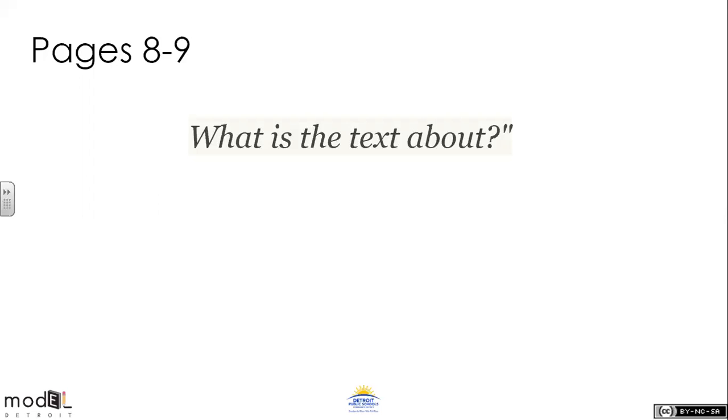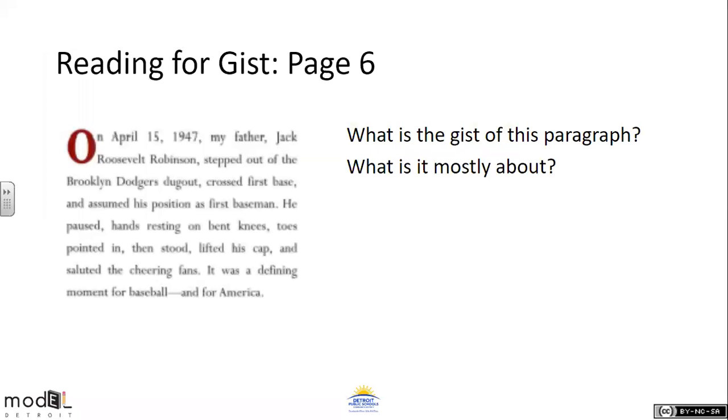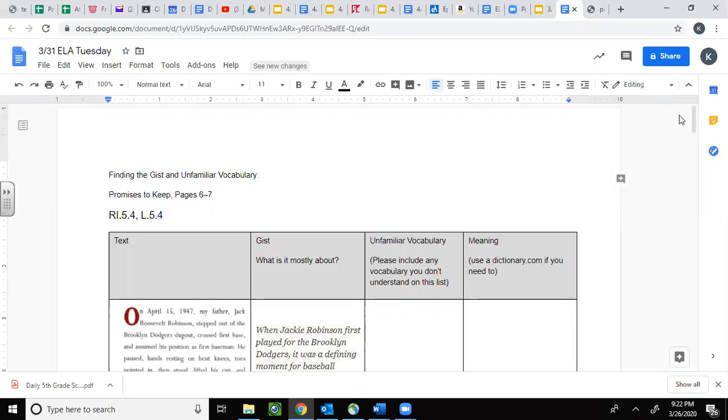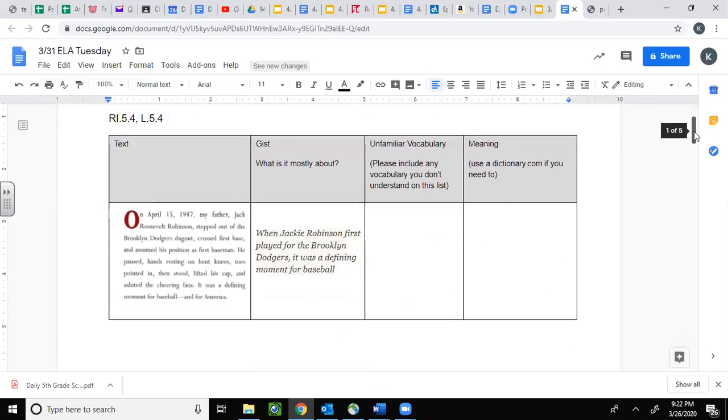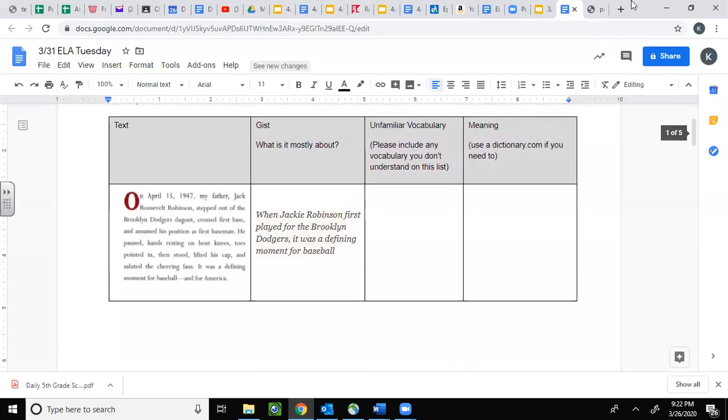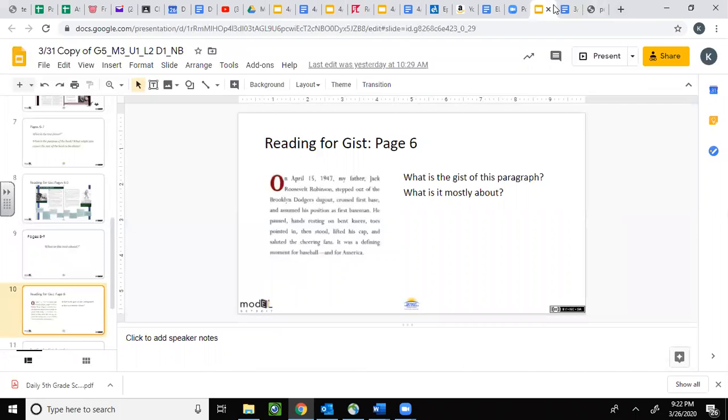So now we will move into the work time for today, which is working on gist. So your sheet for today looks like this on Google Docs. So that first paragraph is actually in there for you. And then we'll talk about it now.